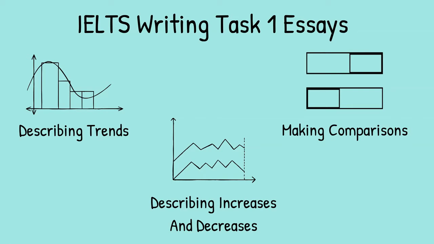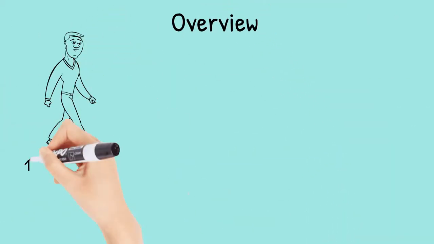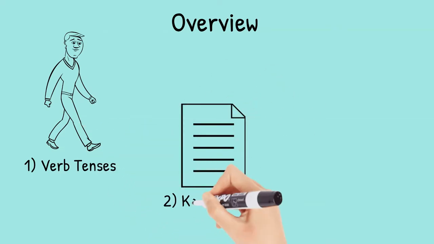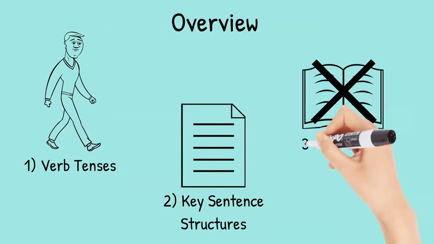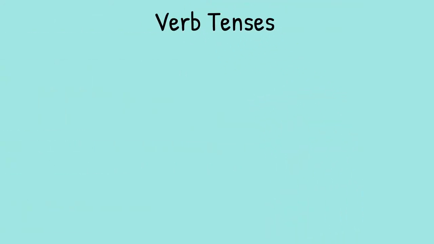To do this, you will need to use particular sentence structures, and these are one of the things we'll be learning about in this video. We'll also be looking at common Task 1 verb tenses and other elements of grammar that frequently cause problems. Here's an overview of what we shall cover in this video: verb tenses, key sentence structures, and 2 common grammatical errors. Firstly, let's focus on verb tenses.